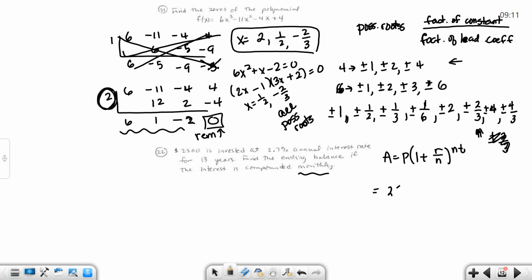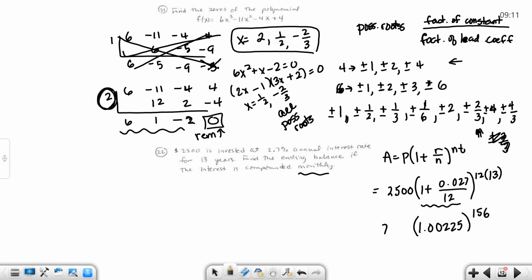So for our problem, 2,500 is what we're starting with. 1 plus the 2.7% becomes 0.027 as a decimal over N, monthly, so 12, to the N times T power. So it's a big calculator problem now. Order of operations tells us start with that part. And I've got that part written down as 1.00225. So you can work it in your calculator and make sure you get that. To the 156 power.